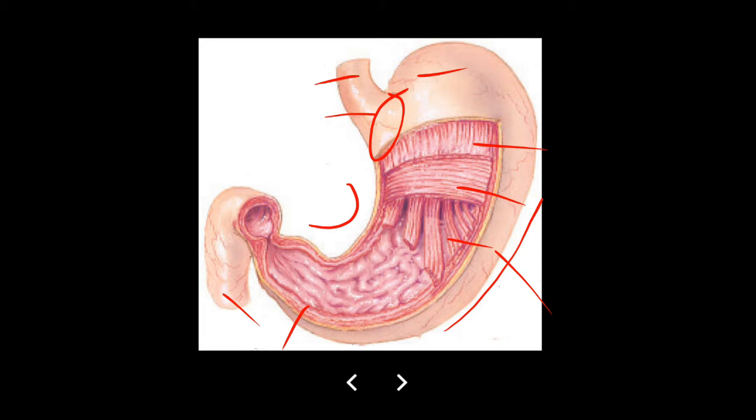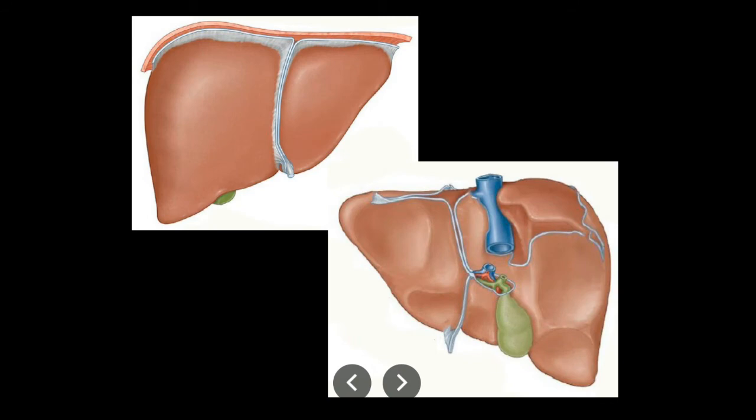We also have the cardiac notch and the pyloric intramural notch, that we can say. And remember that the folds inside the stomach, we call them the gastric folds or rugae when it is empty. Now we go to the next picture. That's the liver.